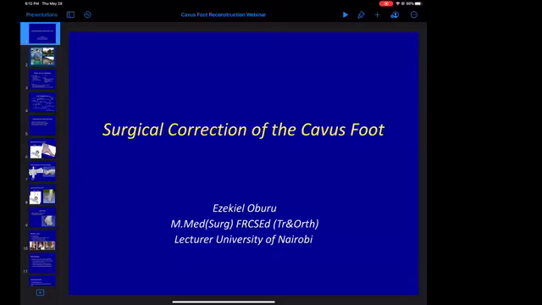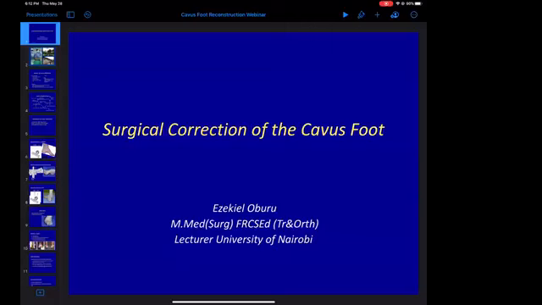So no, the skin will close, yeah? I have never had a problem with a wound breakdown for this procedure. I've had a problem with infection, but not a wound breakdown because of necrosis or tension. Okay, let's quickly go through this.